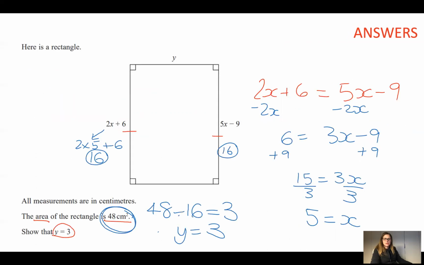And finally, the rectangle to demonstrate that y equals 3. So because it's a rectangle, you know that 2x plus 6 is the same as 5x subtract y. Here is the equation that you have formed here. And then you use the balancing method, subtracting 2x from both sides to give you 6 equals 3x, subtract 9, add 9 to both sides, and then divide by 3 gives you x equals 5. And then that means that this is 16, this is 16, and thereby you can prove that y must be 3. Okay, hope that's helpful.